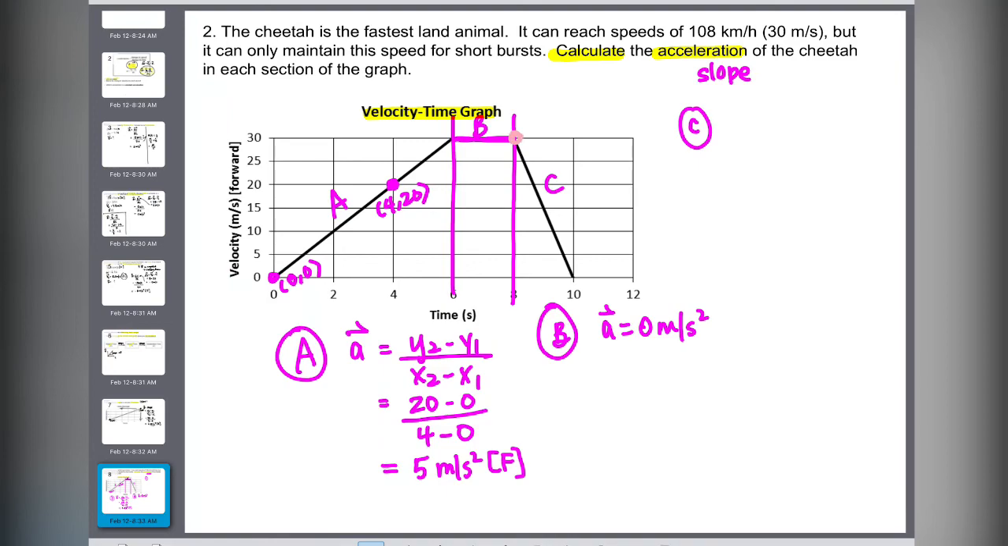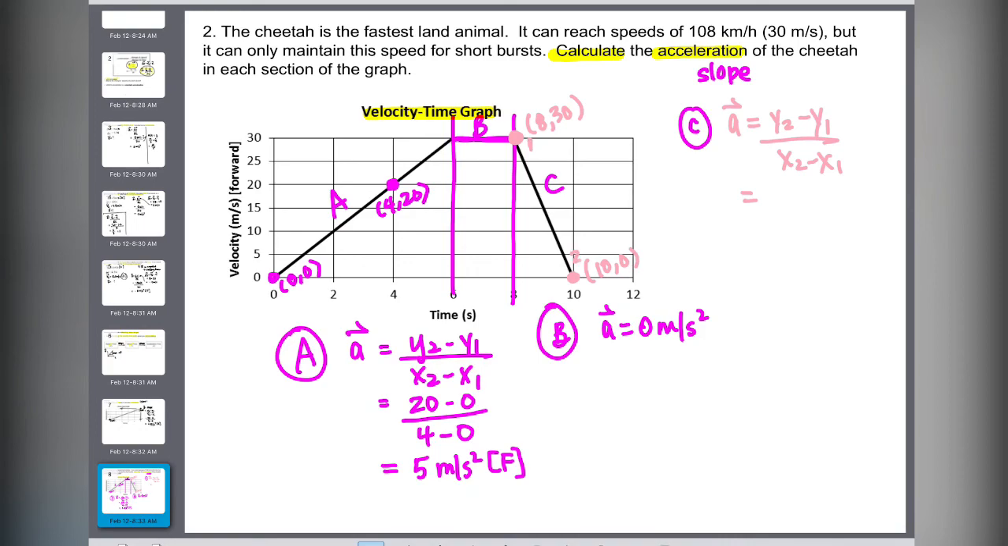Let's pick this point right here and this point right here. So the first point is 8 seconds, 30 meters per second, and then this last point is 10 seconds at 0. Okay, acceleration is y2 minus y1 divided by x2 minus x1.